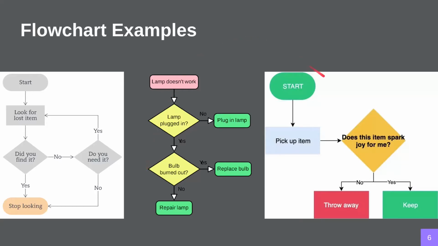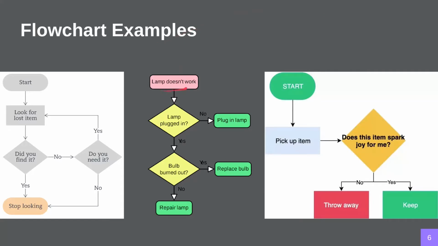Right, the final one. This is quite a philosophical approach to shopping. So imagine we were in a situation where all the shops were open and we could go to visit a retailer. We walk in and we pick up an item and we think, does this item spark joy for me? No. Throw it away aggressively. Yes. Keep the item, put it into your shopping basket and take it on. So there's some examples of some flowcharts there.